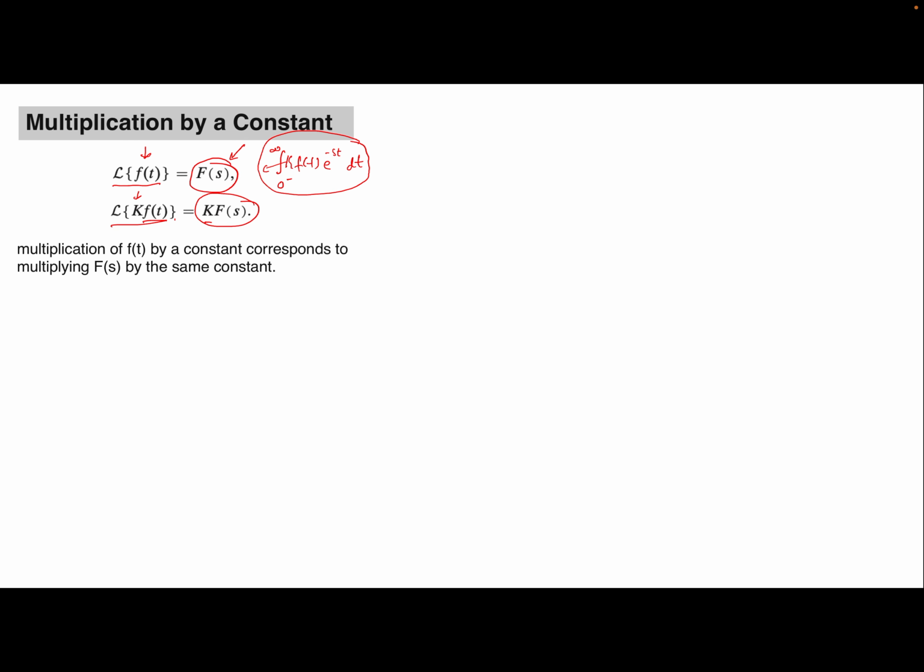It shouldn't be a function of time. If it's a function of time, that's multiplying two different functions. It's not a multiplication by a constant. The constant comes out of the integral. Now let's do addition and subtraction.